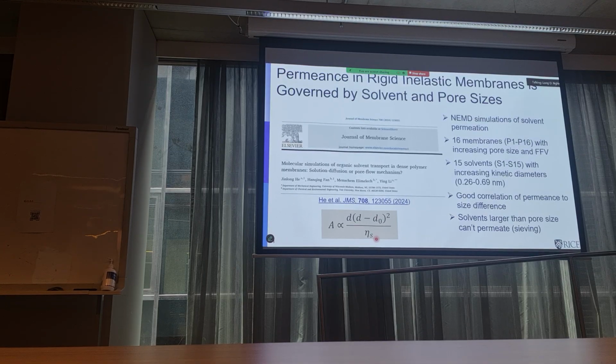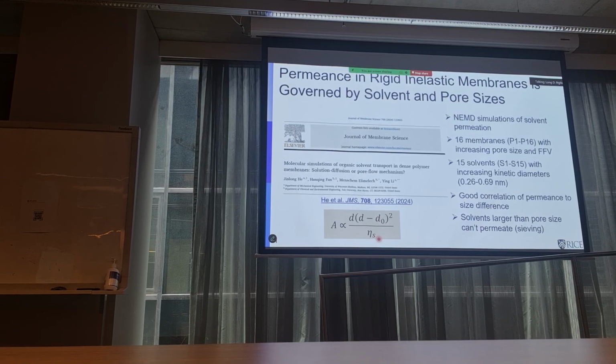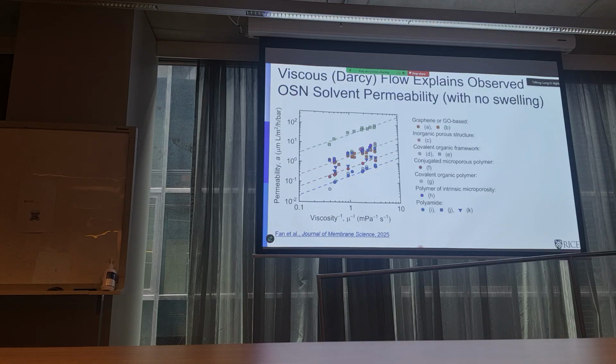Remember, the solution diffusion mechanism assumes that everything will be solvated into the membrane. But if the pore size is small enough, solvent will not enter. It just happens in reverse osmosis that the pores are slightly larger than the water molecules, so they can enter. But if you take a big solvent, it will not be able to enter anymore. So this is what we call sieving, and sieving is not captured by the solution diffusion mechanism.